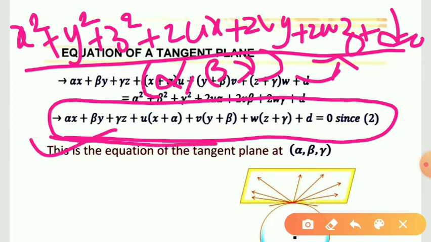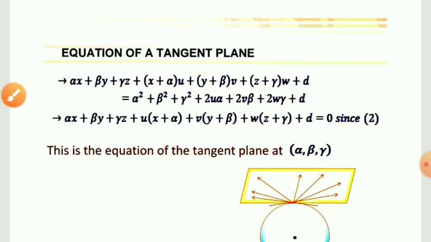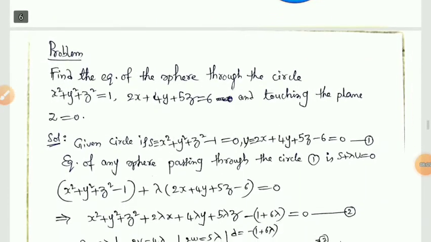What is the principle? Alpha x plus beta y plus gamma z plus u into x plus alpha plus v into y plus beta plus w into z plus gamma plus d is equal to 0. This is the principle we use to find the tangent plane at a particular point on the sphere.